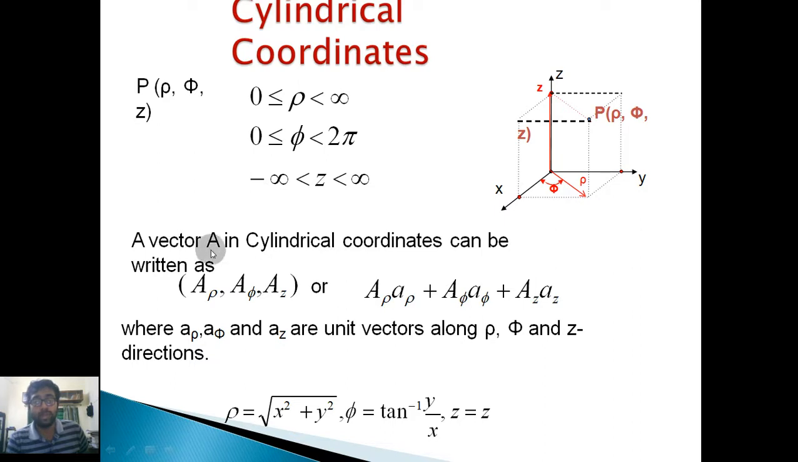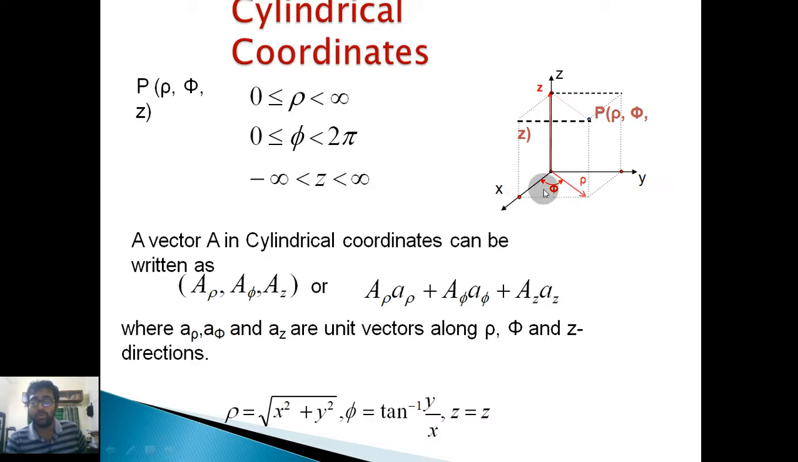In a similar way, a vector A in cylindrical coordinates can be written as a suffix rho times the unit vector a suffix rho, plus a suffix phi times the unit vector a suffix phi, plus a suffix z times the unit vector a suffix z. If you take the summation of these three vectors, along the rho axis, phi axis and z axis, we will get the total value of vector A, where these are the unit vectors. The value of rho relates to x square plus y square, because as we have already seen, if we draw parallel lines along the y axis and x axis, we get x square.